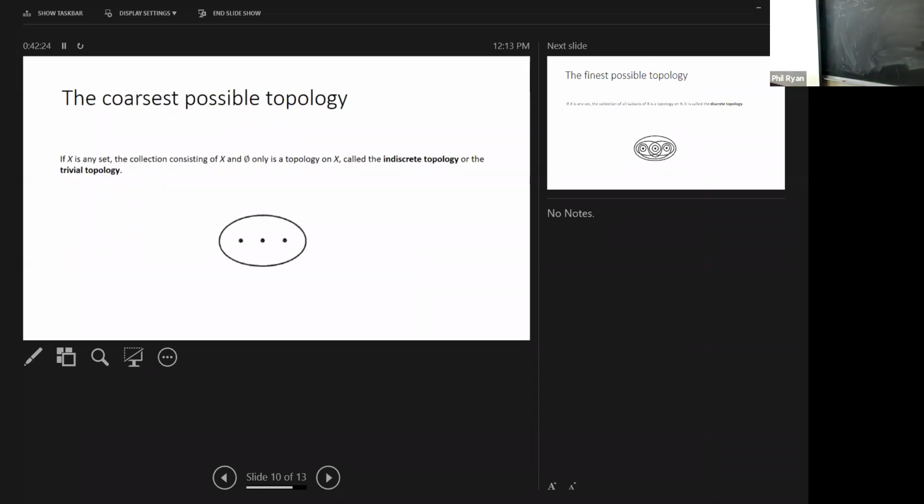So what's the coarsest possible topology? That would be if you've got a set and you just look at the collection consisting of the whole set and the empty set. That is a topology, right? Because it's closed under union. X union empty set is X, and it's closed under intersection. X intersection empty set is empty set. Okay. That's called the indiscrete topology or the trivial topology.